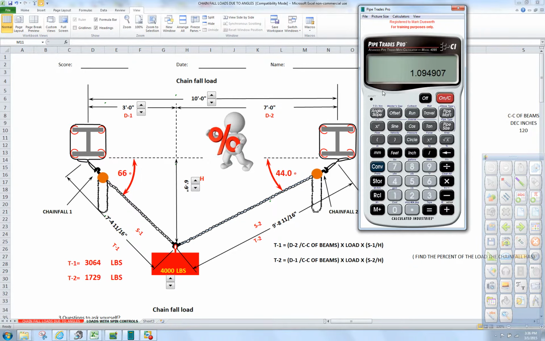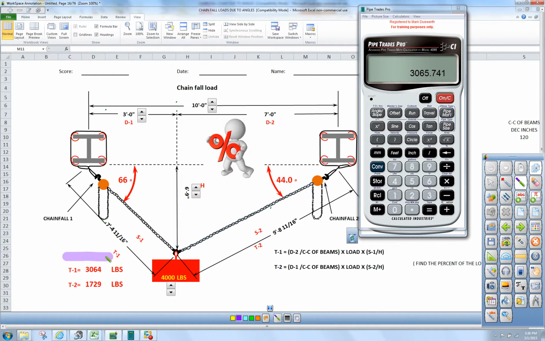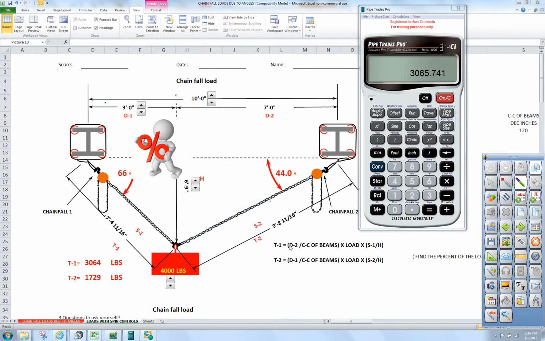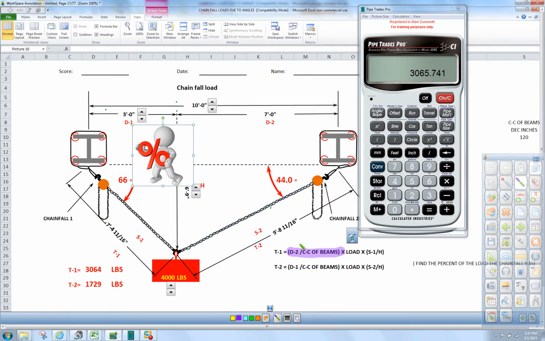That's our sling multiplier for 66. So when we press equals, it's going to take that 1.094 and times it by 2,800. We press equals, and there you go. We got 3,064. So you could say, first of all, it's percentage. That's the first step. And then we times it by the load. And then we times it by our sling multiplier relative to the angle.